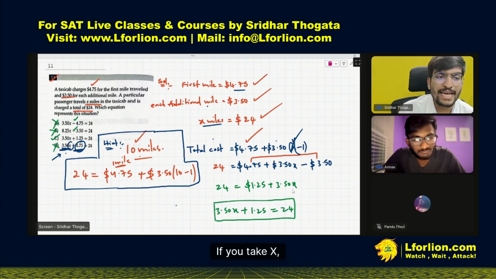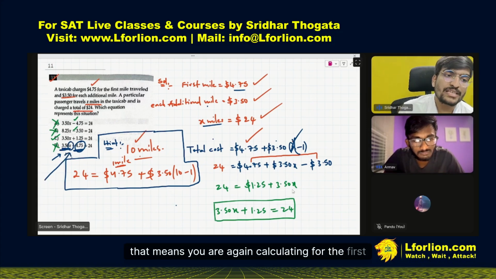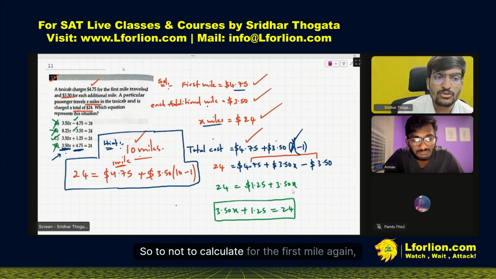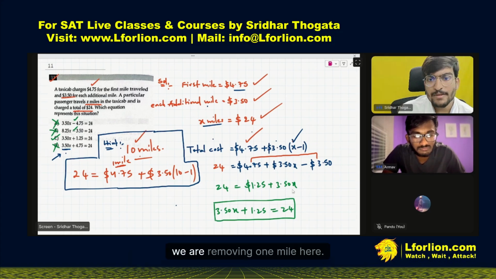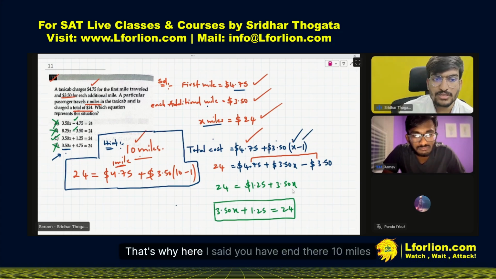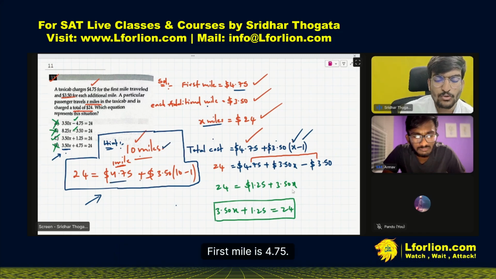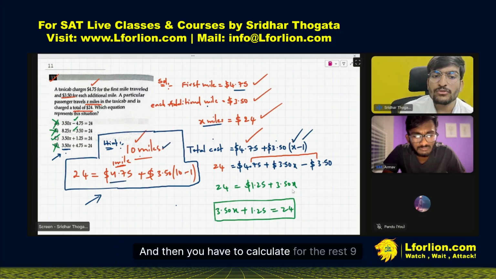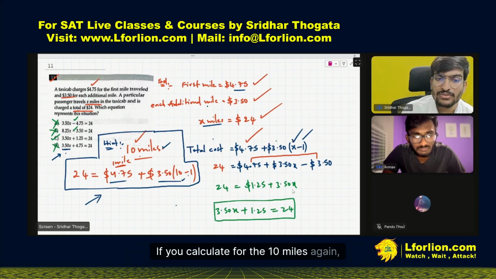If you take x, that means you are again calculating for the first mile. So not to calculate for the first mile again, we are removing 1 mile here. That's why here it said you have int. There 10 miles is there, first mile is 4.75, and then you have to calculate for the rest 9 miles. You need not calculate for the 10 miles again. If you calculate for the 10 miles again, it is 10 miles plus 1 mile, 11 miles you are calculating.